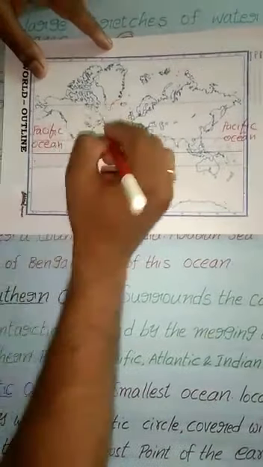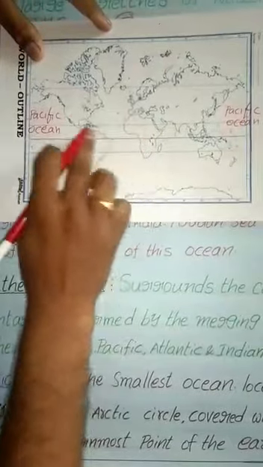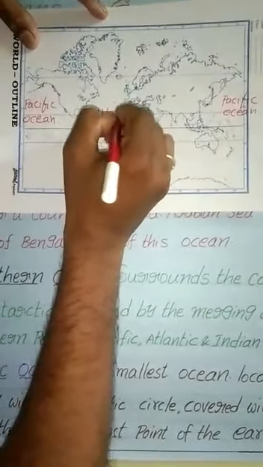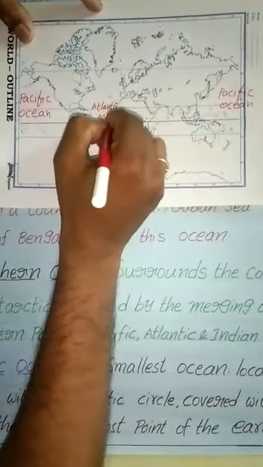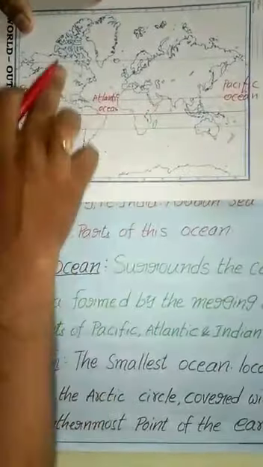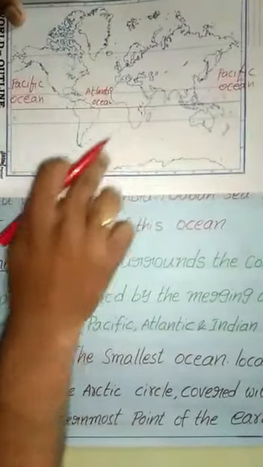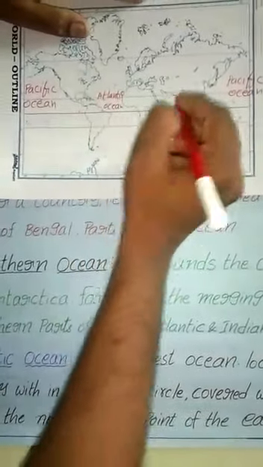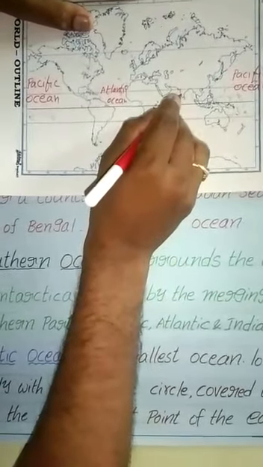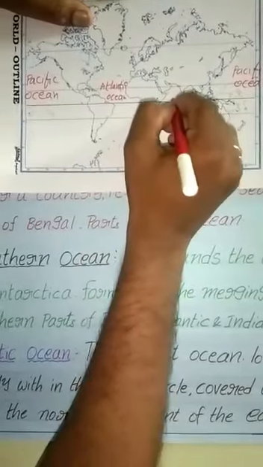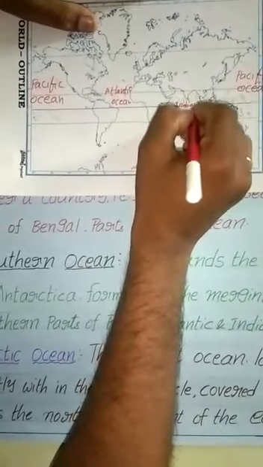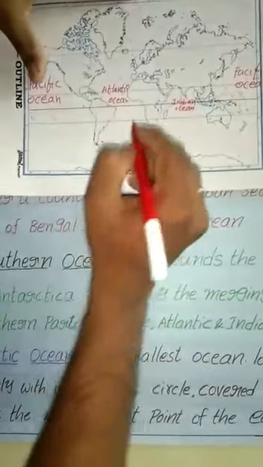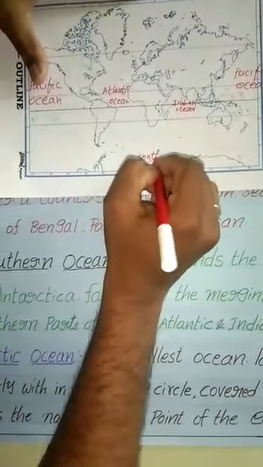Second one, Atlantic. This is in the middle of Africa and the Americas. Here it is Atlantic, between Africa and the North and South America. So here we have the Atlantic Ocean. And the third one is the Indian Ocean. This is India, you know, no? Down to India, here we have the Indian Ocean. Here is the location of the Indian Ocean. And next the Southern Ocean. Here it is the Southern Ocean.